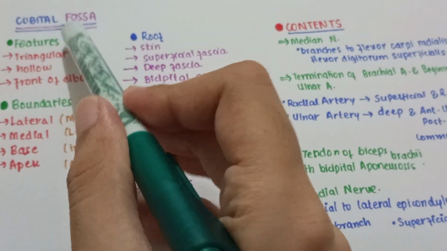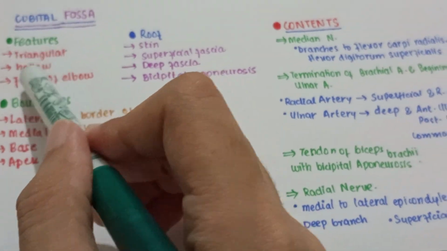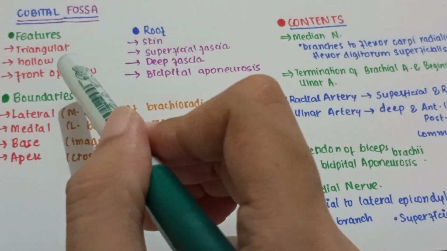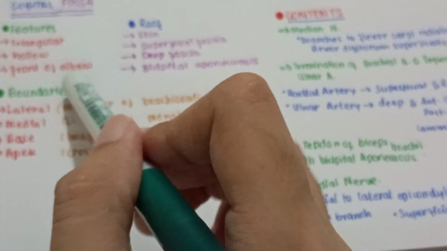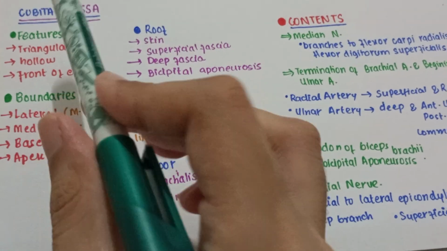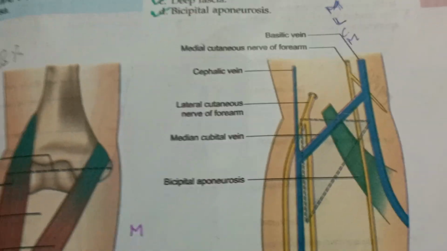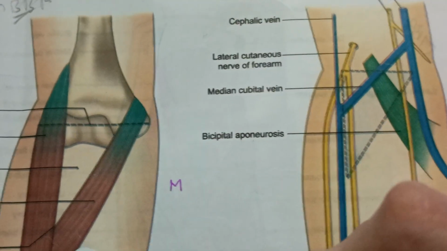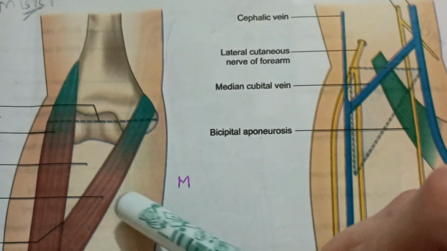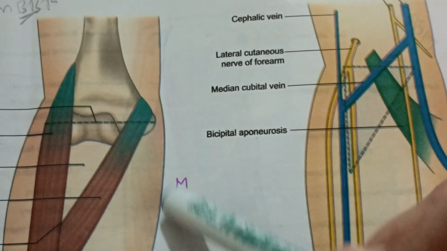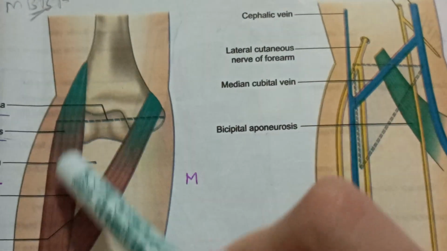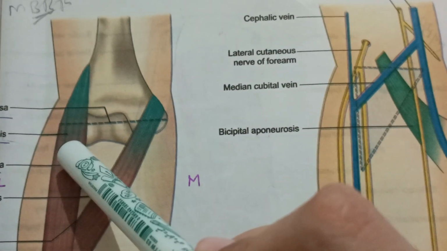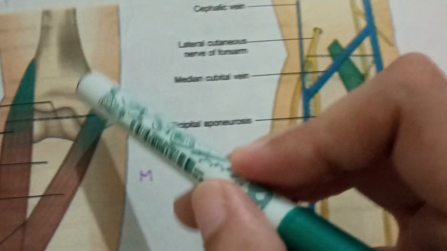So our cubital fossa is actually a triangular hollow fossa that is situated in front of the elbow joint. So let's discuss the boundaries of this fossa with the help of a diagram. Here this is our pronator teres muscle and we know that it's present on the medial side. So this will be our medial side. And this is our brachioradialis muscle and it's on the lateral side.